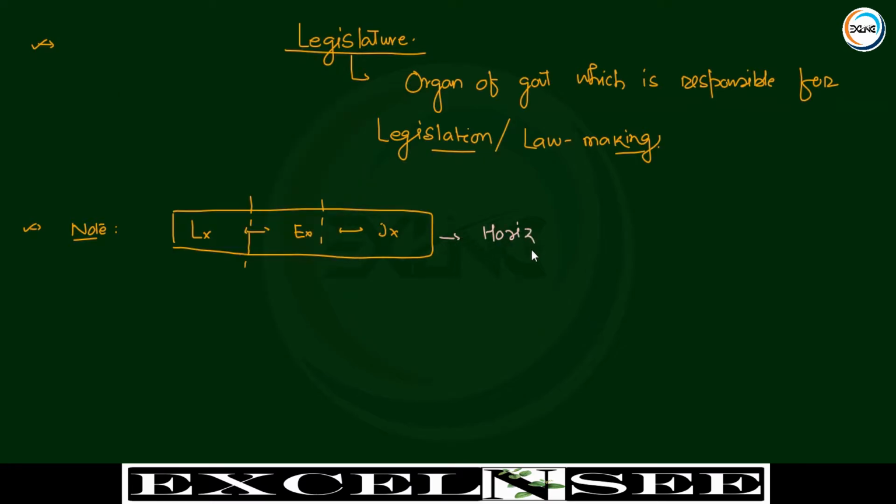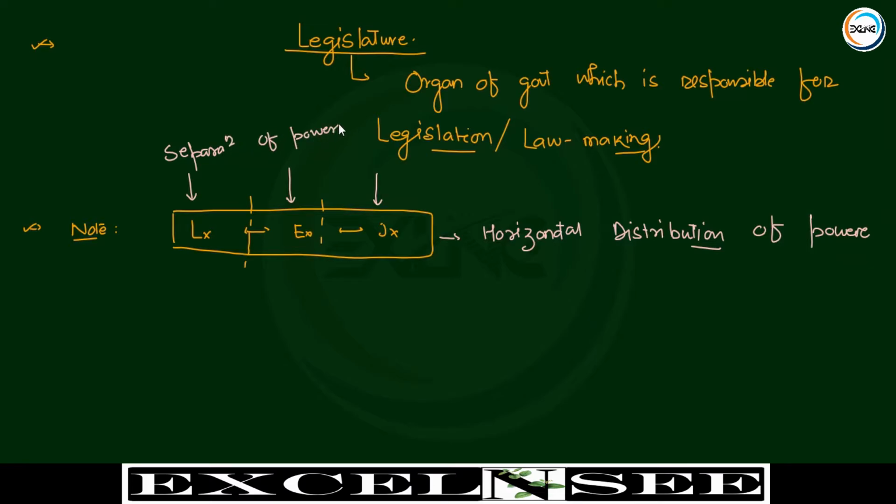Horizontal distribution of power, not the vertical distribution of power. If a question asks what it is: horizontal distribution of power, where each organ has a defined role, meaning the sphere of competency is defined. That is called separation of power. It is based on the principle of separation of powers.